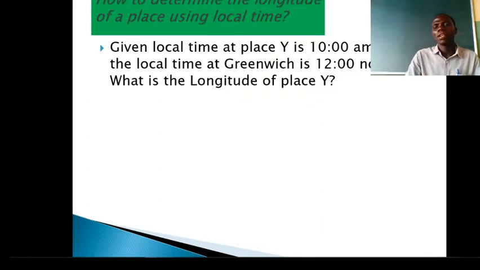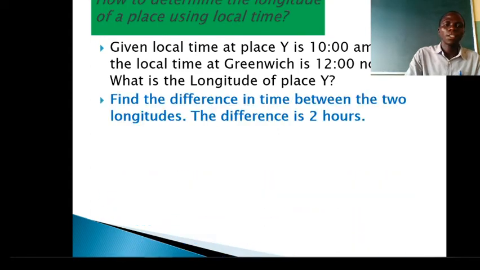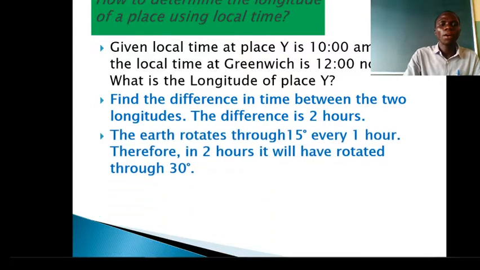Can you guess the longitude of place 1? Let us now proceed. First of all, you will find the difference in time between the two longitudes. The difference in time equals 12 minus 10, and we obtain 2 hours.